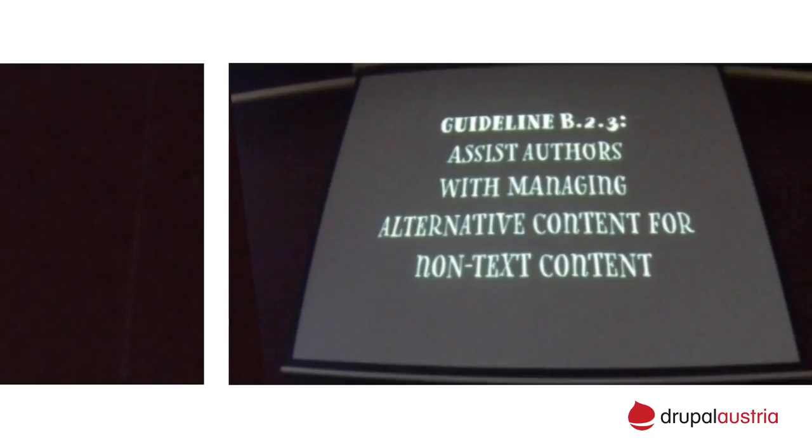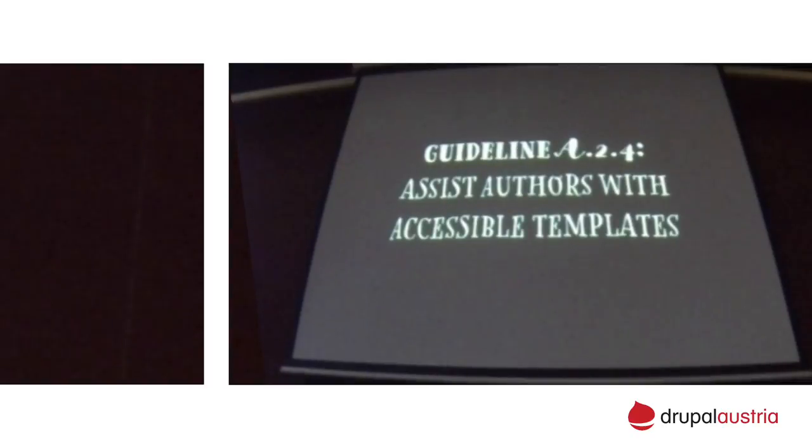B2.3 says assist authors with managing alternative content for non-text content. That's exactly what I meant. Provide a text field for alternative text. Make it required. And I know Drupal has done this in Drupal 8. Thank you very much. So just make sure that if there's something needed for accessibility, that the author not only has this provided, but is forced to provide it as well.